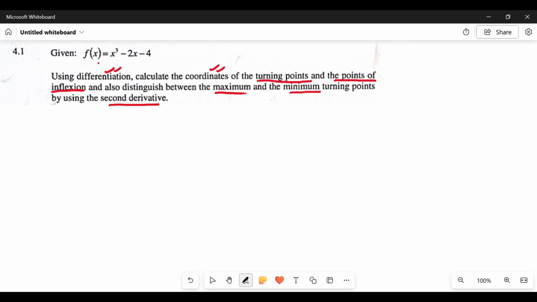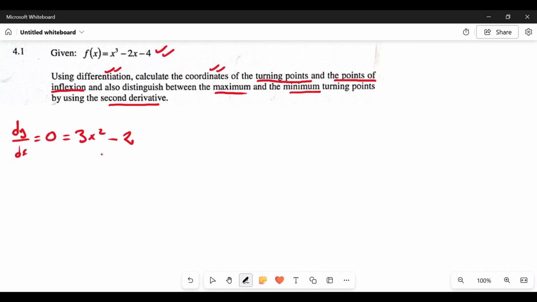So when we calculate the coordinates of the turning point, the function that is given to us here, we need to derive it once and equate it to 0. So when we derive this function, we're going to have dy over dx, which is equal to 0, which is equal to the derivative of the function. So the first term, we're going to have 3x squared. The second term, we're going to have negative 2. And the last term is going to be 0 because it's a constant. Remember, when we're deriving a constant, the answer is 0.